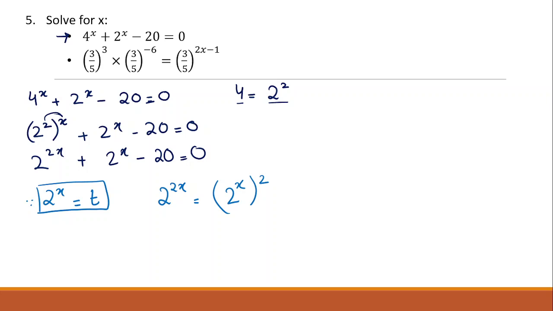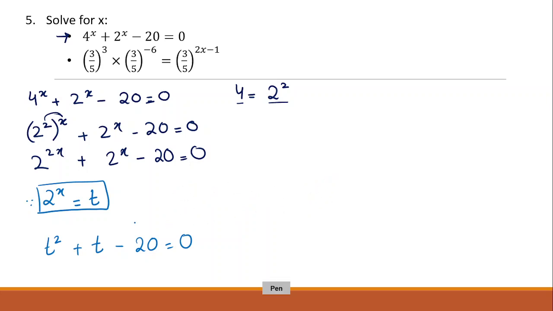So what you can do, we have substituted 2 to the power x equals t, right? So I can write t, and there is a whole square. I have just replaced 2 to the power x by t, so t squared. Instead of writing 2 to the power 2x, I can write t squared. And similarly for 2 to the power x, we have t, so we can write t squared plus t minus 20 equals 0.